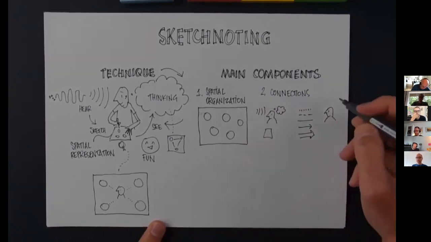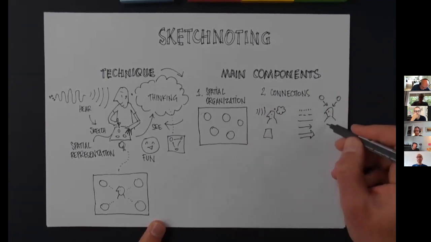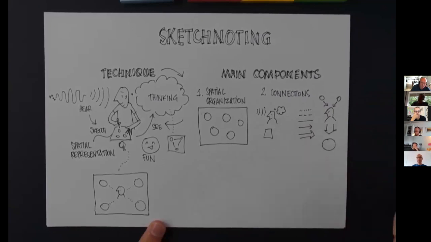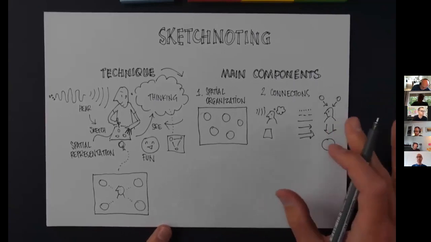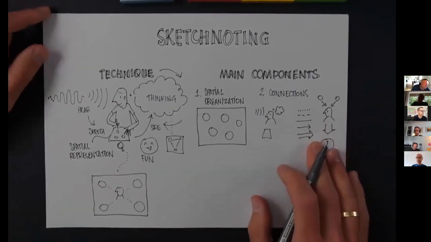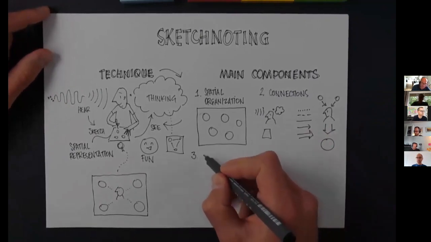So for example, you can say, okay, these two things are feeding into my head, and the product of my brain processing is something else. So keep in mind that sketchnoting is heavy about connections, and don't forget to use them. The next thing we're going to talk about is using the text.